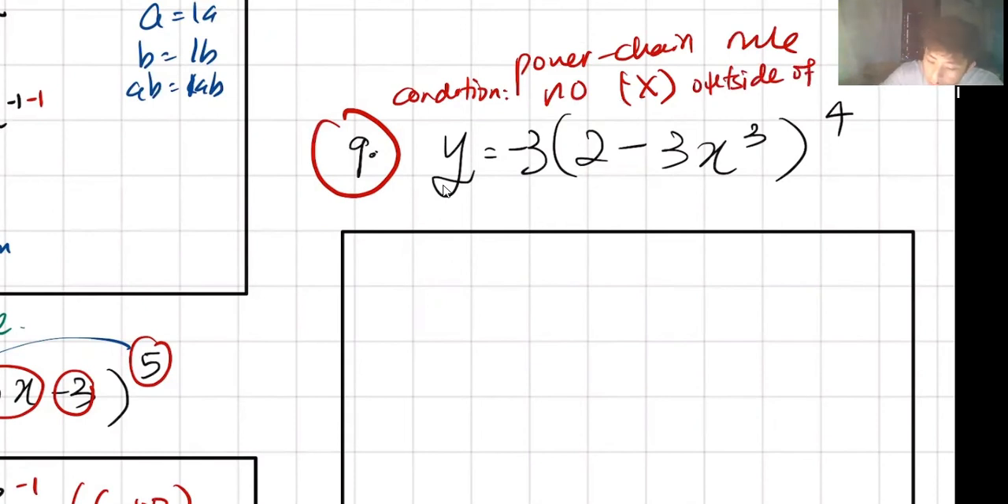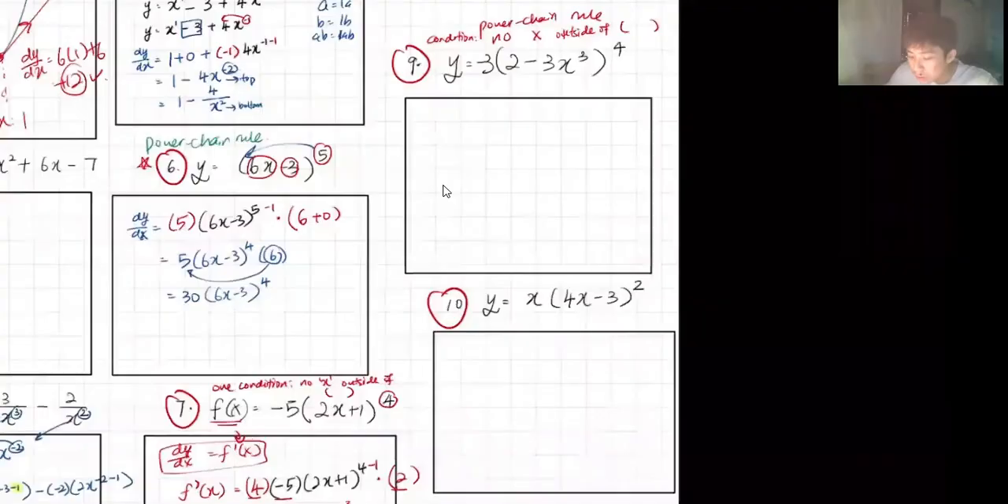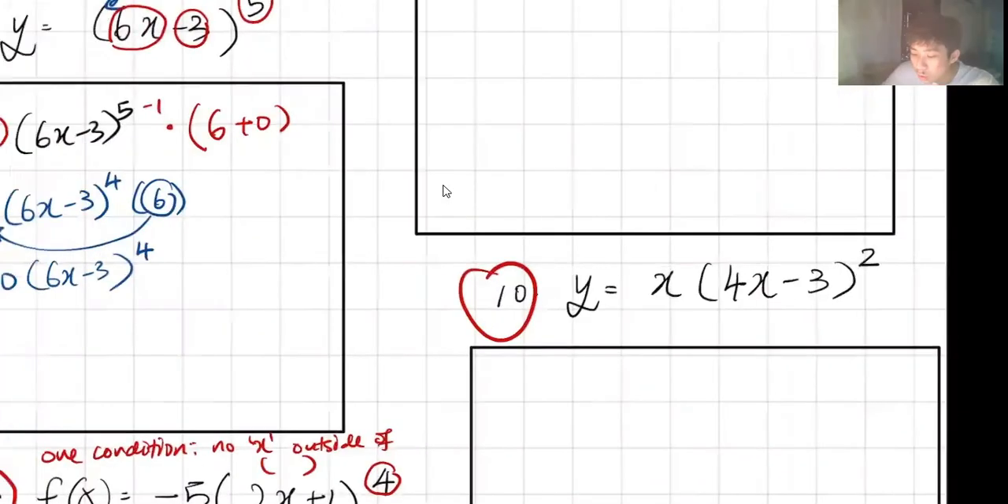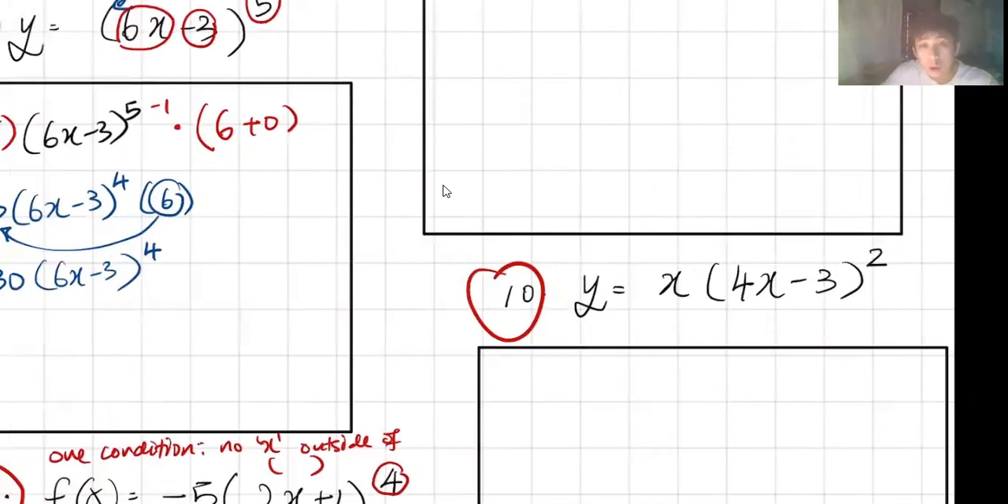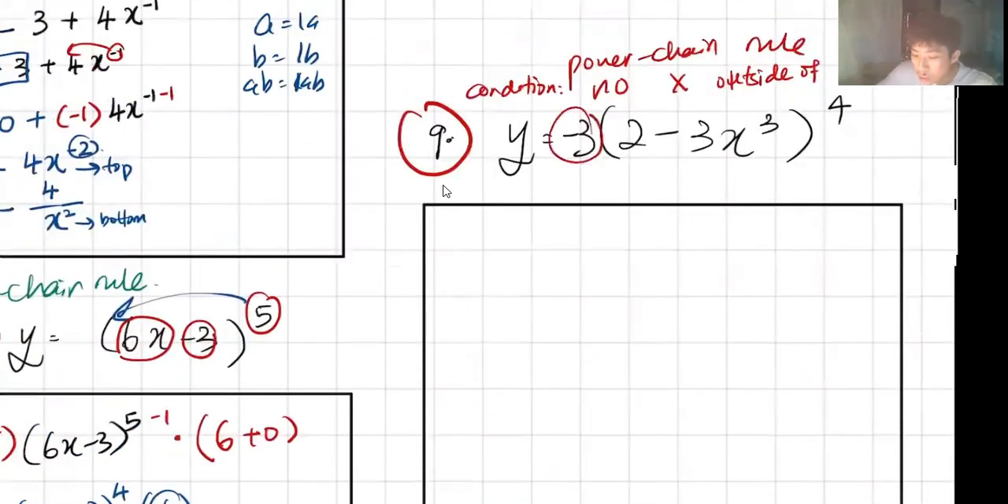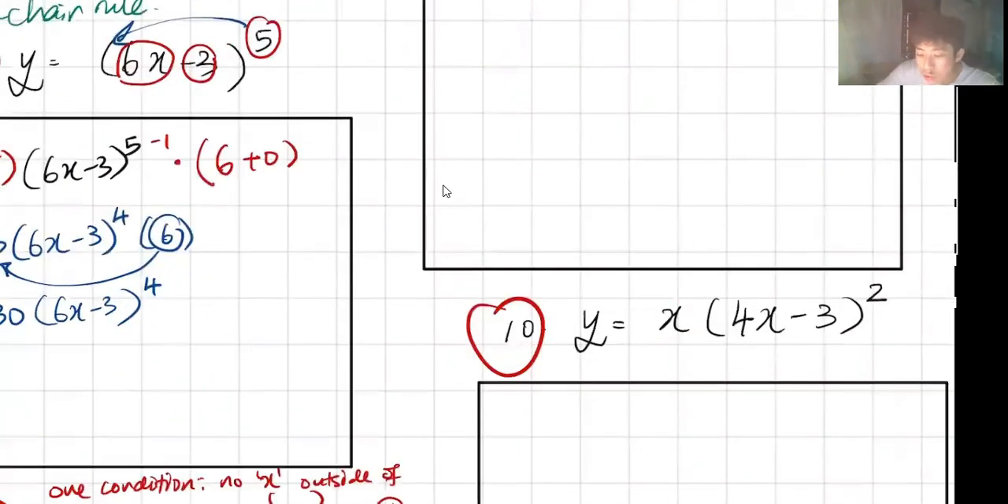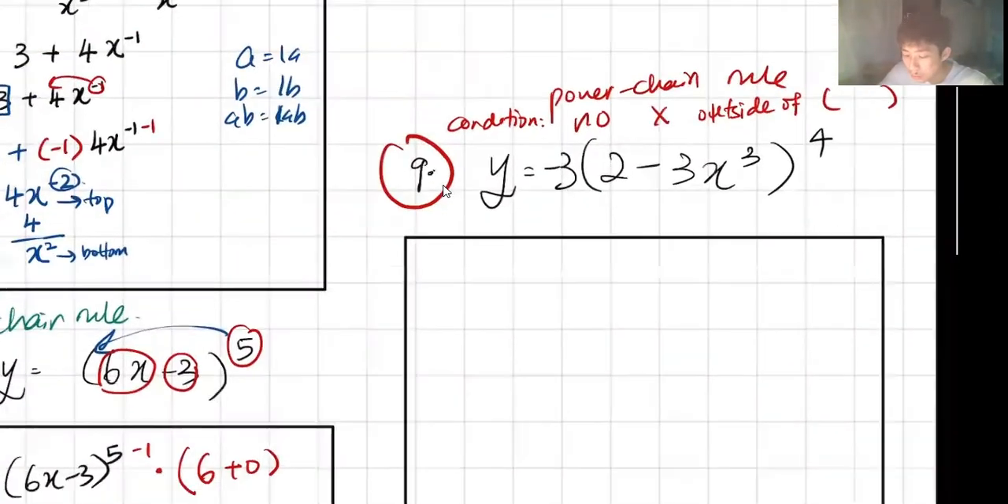Basically, I've given you one question example already to trick you, but since I've told you the answer already, I don't expect you to know. For example, this question, you cannot use power chain rule. Why? Because there's an x outside. You must have only a number outside, no x outside. So this question I wouldn't solve here, I would solve in another part. This is actually product rule. I'll teach you later on.